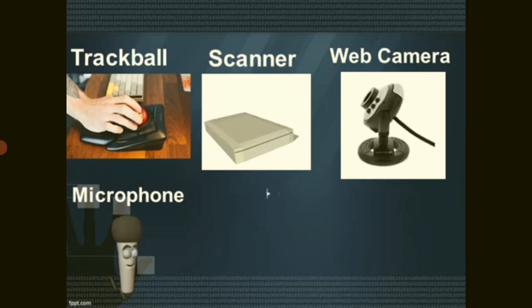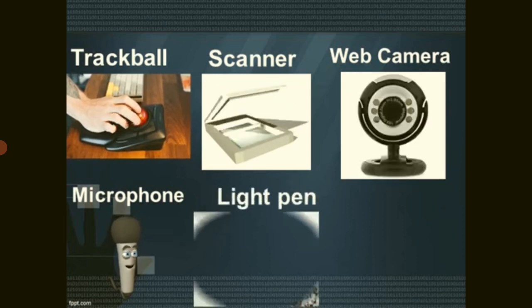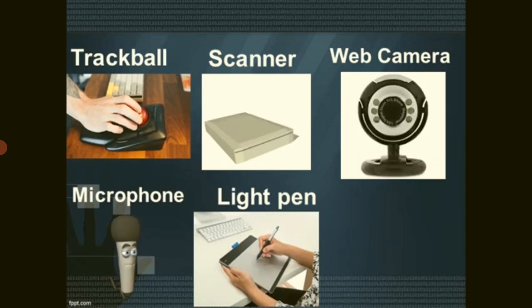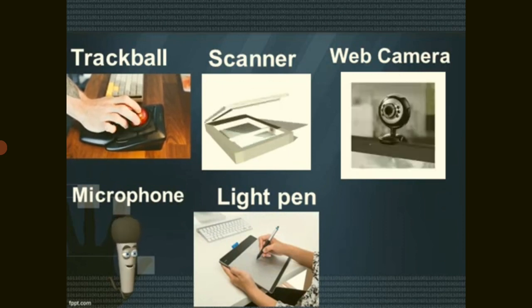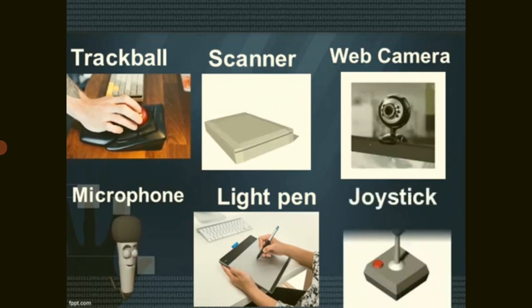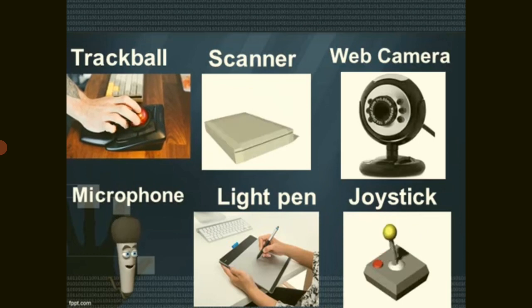Number 5. Light pen. It looks like a pen that can be used on a special pad. Whatever you write on this pad can be seen on a monitor. Number 6. Joystick. It is used for playing games. It helps to move the item on the screen.